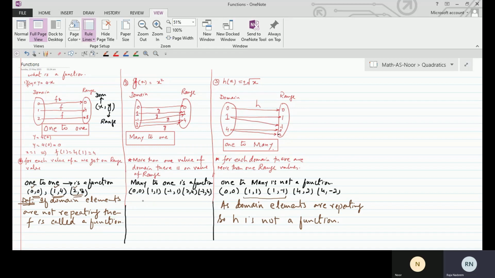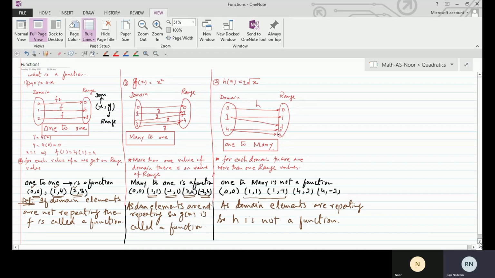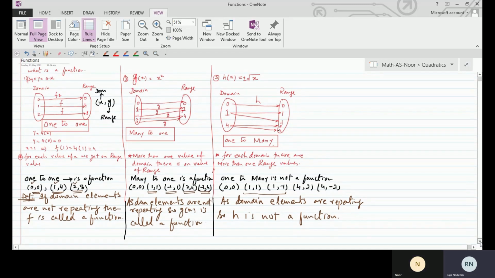If domain elements are not repeating, see this, in this example the domain element is 1, in another point the domain element is minus 1, and then 2, and then minus 2. So domain elements are not repeating, so g of x is called a function. Okay, right?